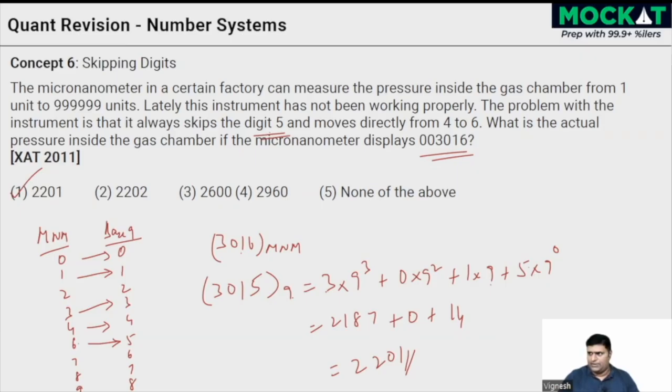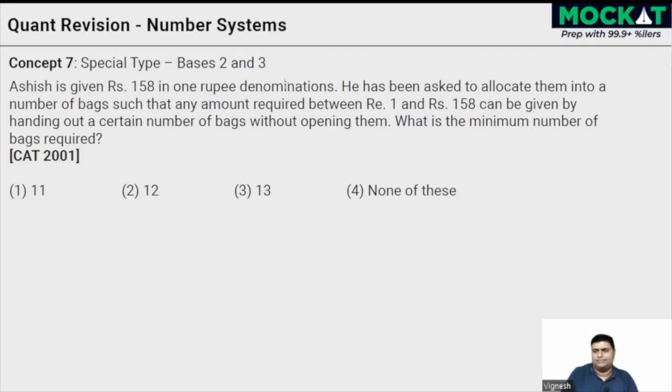Yeah. So on to the last bit of this particular lesson, that pertaining to special types, bases 2 and 3, right? What are these special types? Two examples we've used. Ashi is given 158 one-rupee denominations. He's been asked to allocate them into a number of bags such that any amount required between rupees 1 and rupees 158 can be given by handing over a certain number of bags without opening them. So you have to split 158 in such a way that two or more numbers can add up to get any integer less than it.